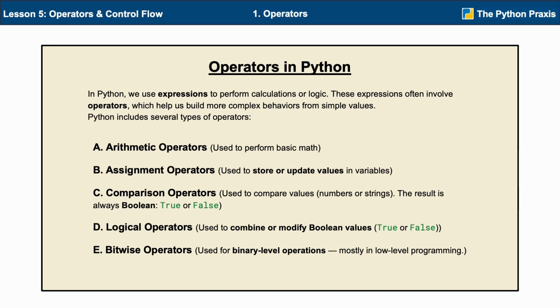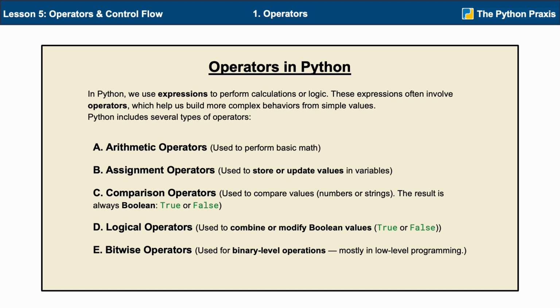In Python, we use expressions to perform calculations or logic. These expressions often involve operators, which help us build more complex behaviors from simple values. And Python includes several types of operators. But what exactly are operators? How do we actually build those expressions? Operators are special symbols, like plus, minus, or equals, that tell Python what action to perform.